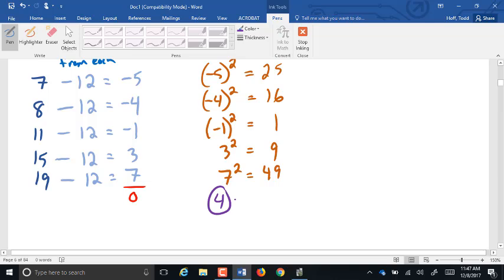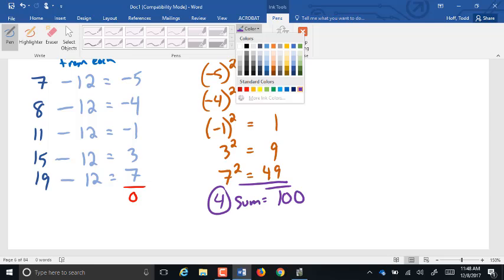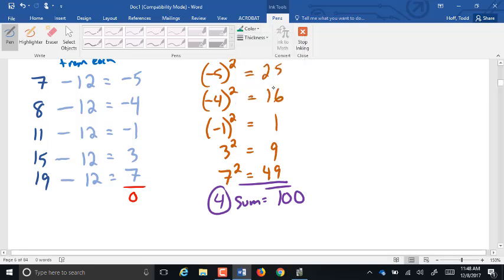What's step 4? Add them up, the sum. If I add those up, I've got what? 100. She cheated. She looked ahead.